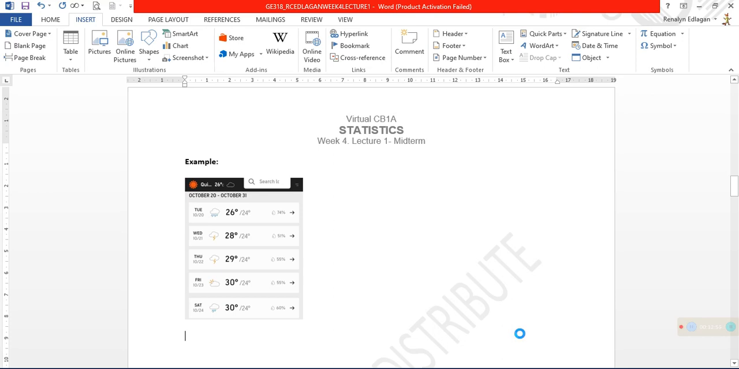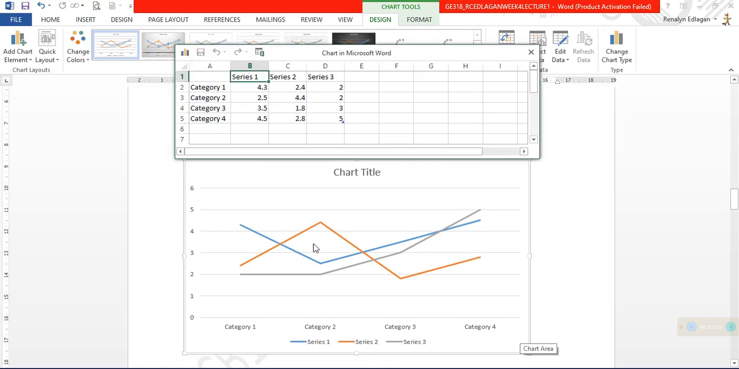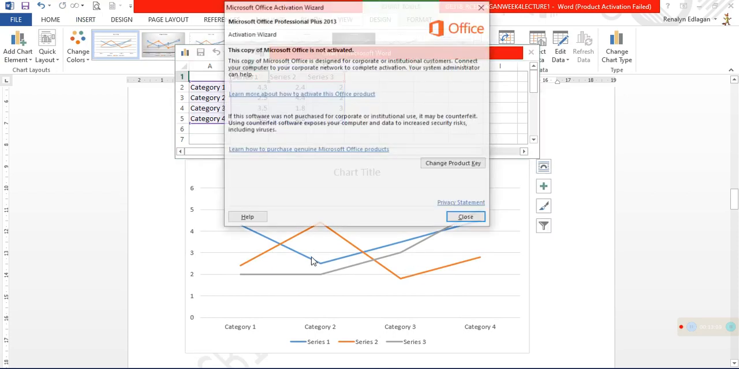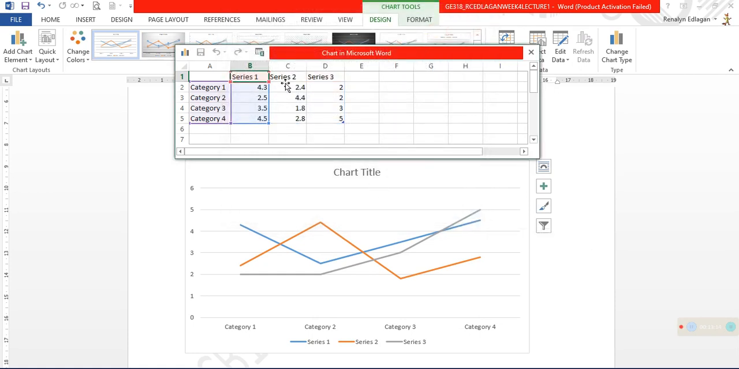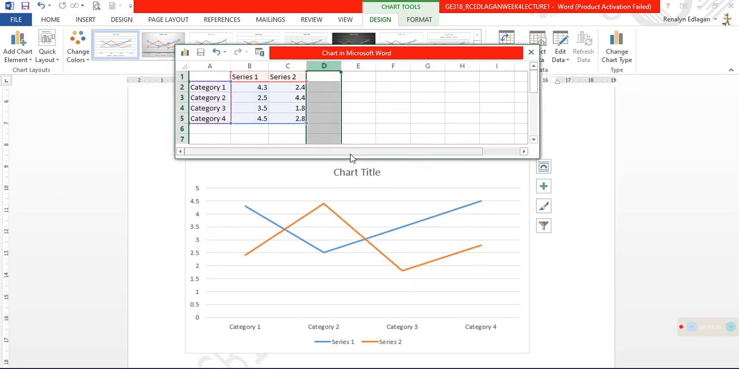So, dun sa default ng charts for Microsoft Word, masyadong marami yung grupo na ibibigay niya sa'yo. May category 1, category 2, category 3. Ito, pwede naman iset natin yung series natin. Pero dalawang series lang yung gawin natin. Delete natin to. So, delete mo lang siya.